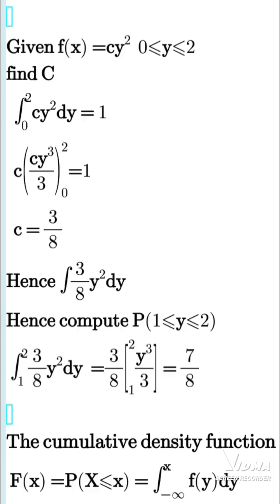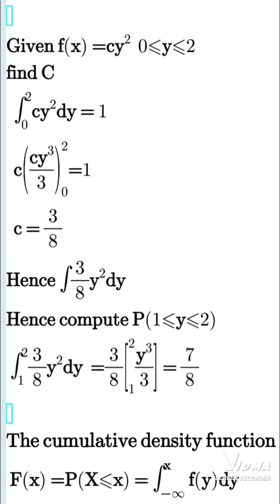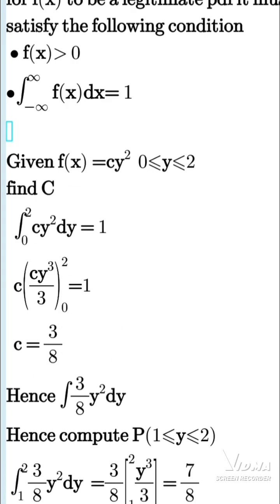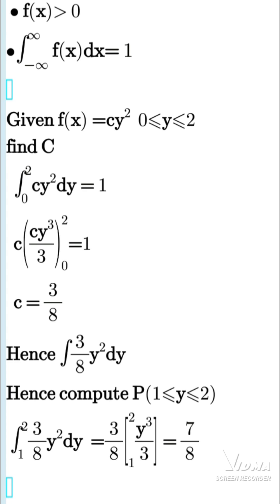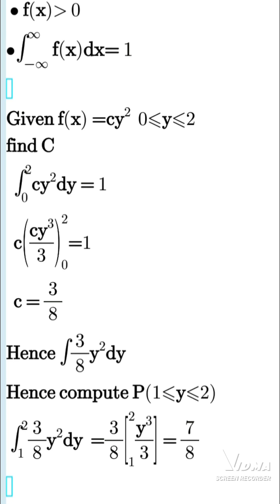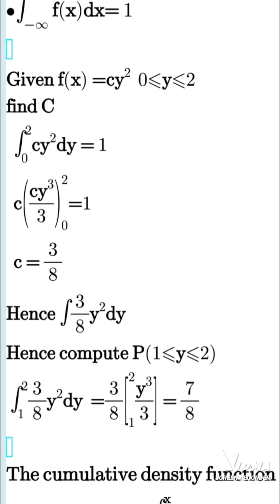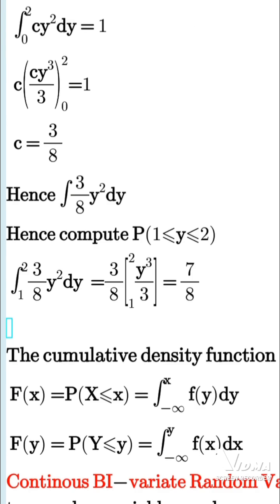Given f of y to be cy squared, you are asked to look for the value of c. Of course, since we know that all probability distributions must be equal to 1, we make c the subject of the formula and we apply our boundary, and we have c to be 3/8. Then we insert 3/8 back into the initial question. Then we compute y greater than or equal to 1 and y less than or equal to 2 as the boundary. So we have our final answer to be 7/8.